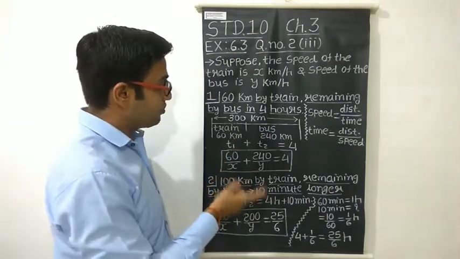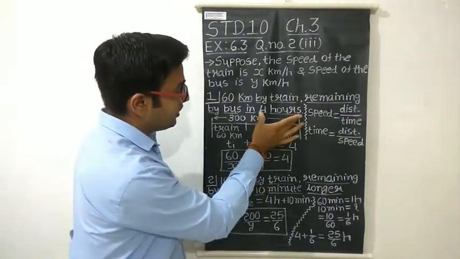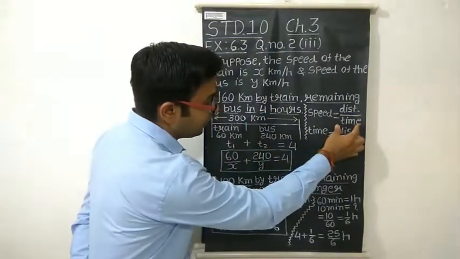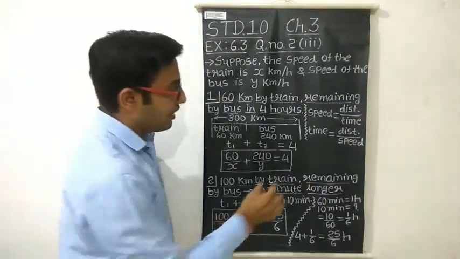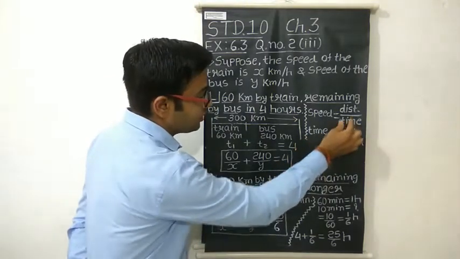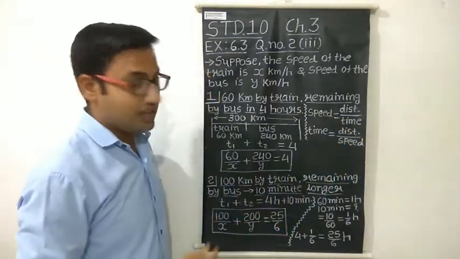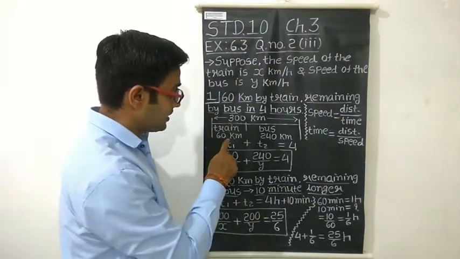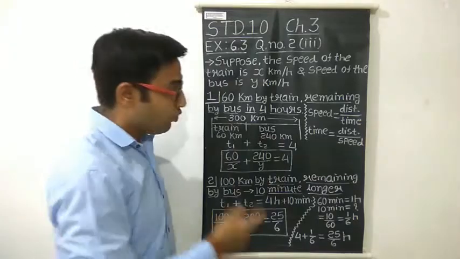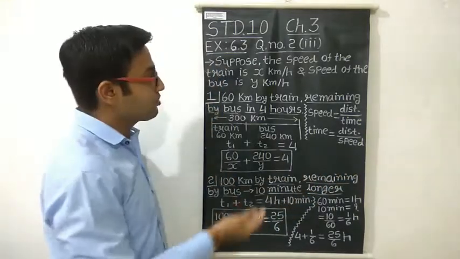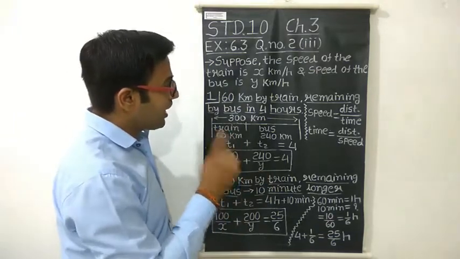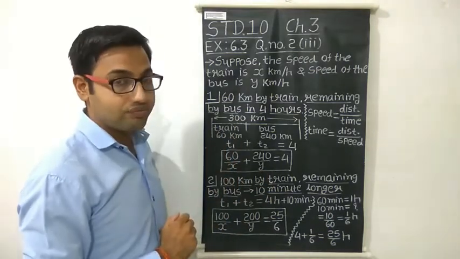So what we have to use now is the second quantity given in the question, that is time. So if we make time the subject, then what will happen? Time is equal to distance over speed. We have the distance, yes, we have the distances 60 km and 240 km. Do we have the speed? Yes, we also have the speeds x and y. So now based on the time we will make the formula.